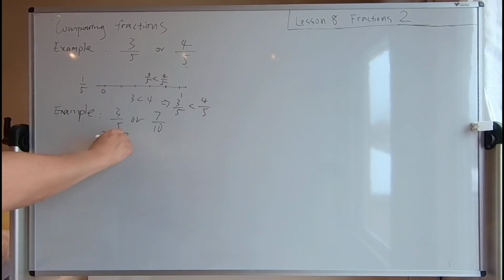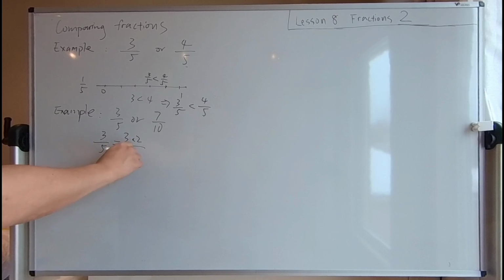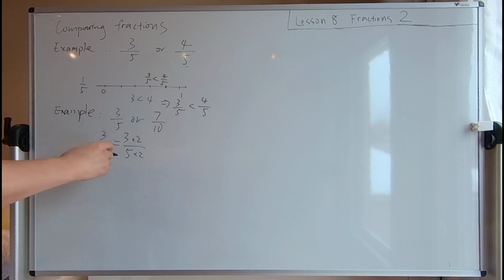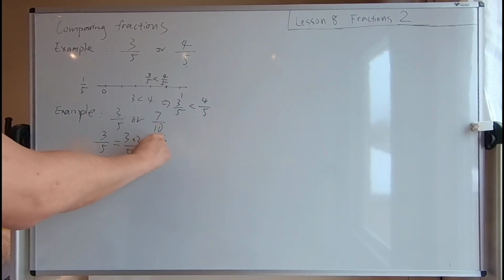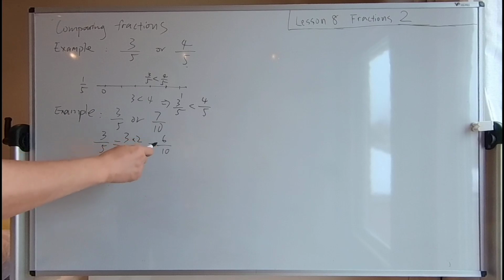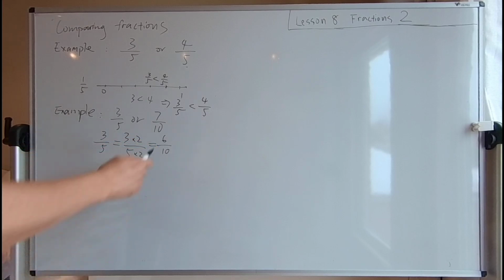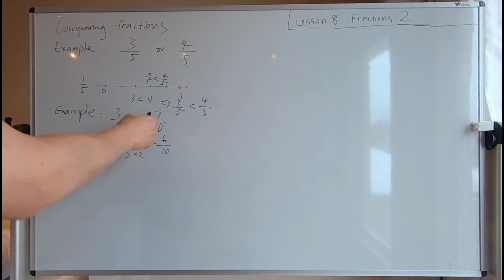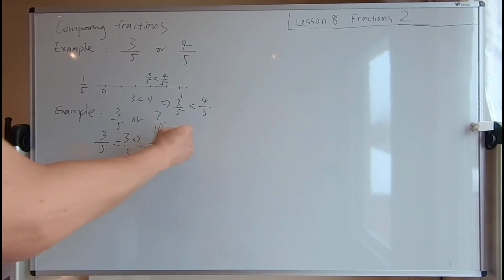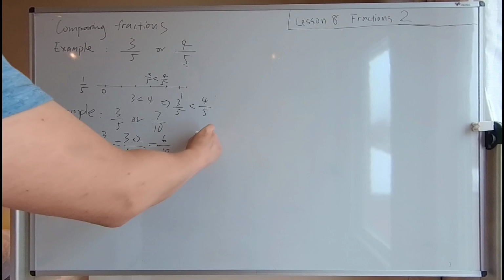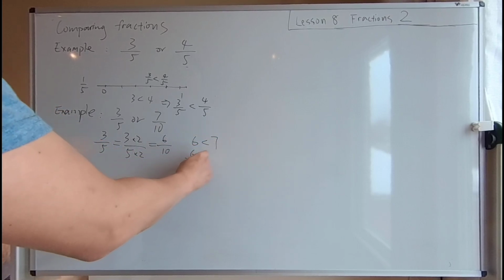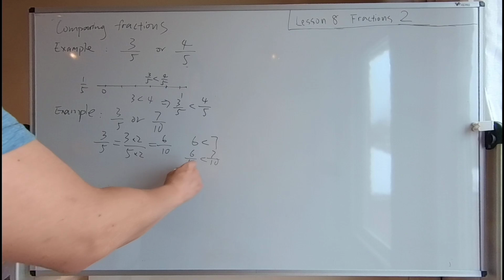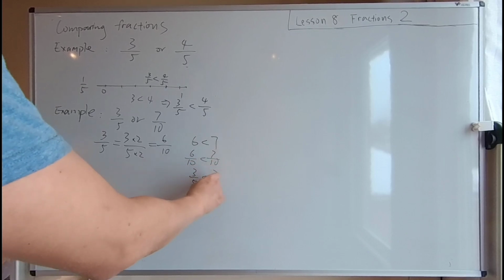3 over 5 can be written as, if I multiply 2 on both the numerator and denominator, it's equivalent to multiplying the entire fraction by 1, and anything times 1 is still the number itself. So this equals 6 over 10. Now I have a fraction with denominator 10, so I can compare it with the other fraction, which also has denominator 10. Because I know 6 is less than 7, 6 over 10 is less than 7 over 10, and that means 3 over 5 is less than 7 over 10.